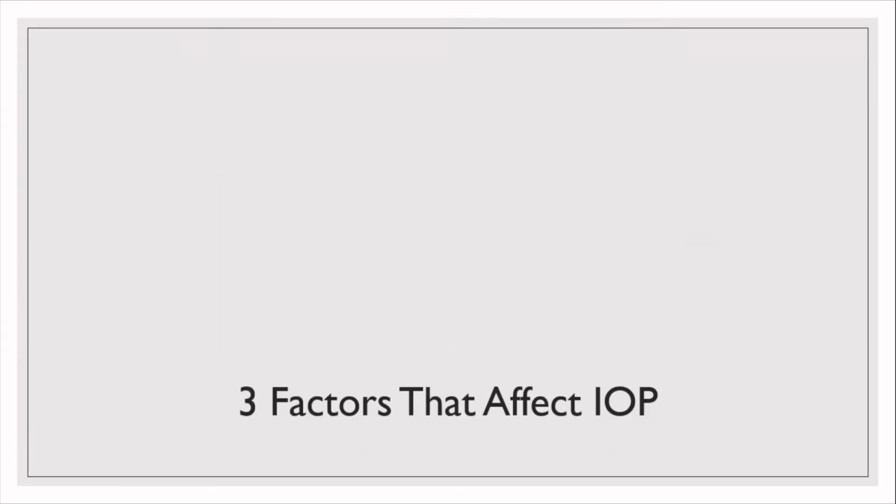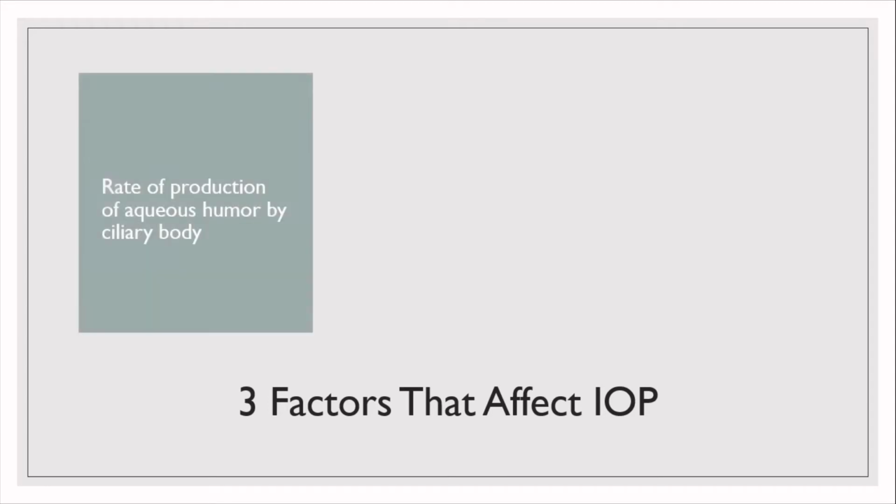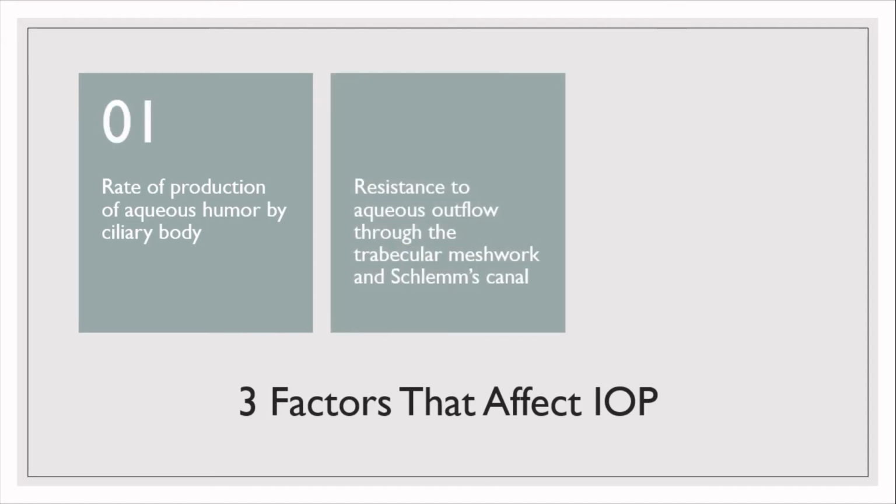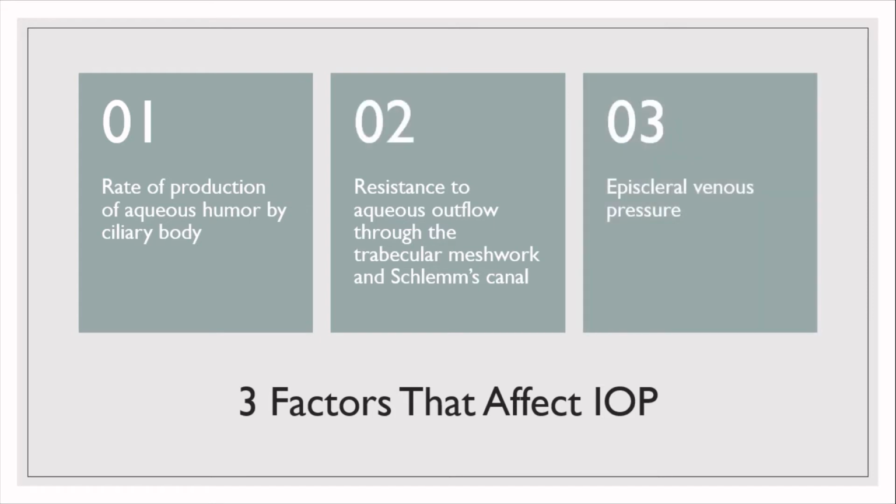There are three factors that can affect the intraocular pressure, the first of which is the rate of production of aqueous humor by the ciliary body. Second is resistance to aqueous outflow through the trabecular meshwork and Schlemm's canal. This is actually the mechanism that becomes a problem in acute angle closure glaucoma. And third is the episcleral venous pressure, which would prevent drainage of our aqueous humor into the sinuses.